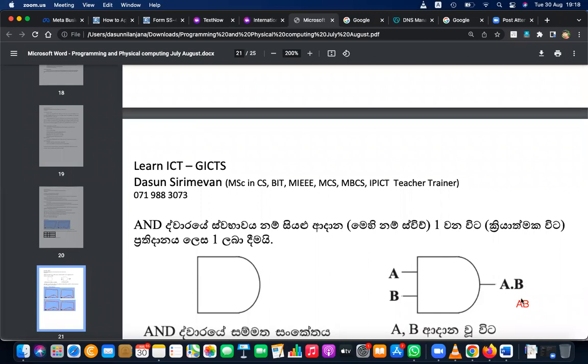This is also A and B, and this is also A dot B. A and B, this is how we read it, right?